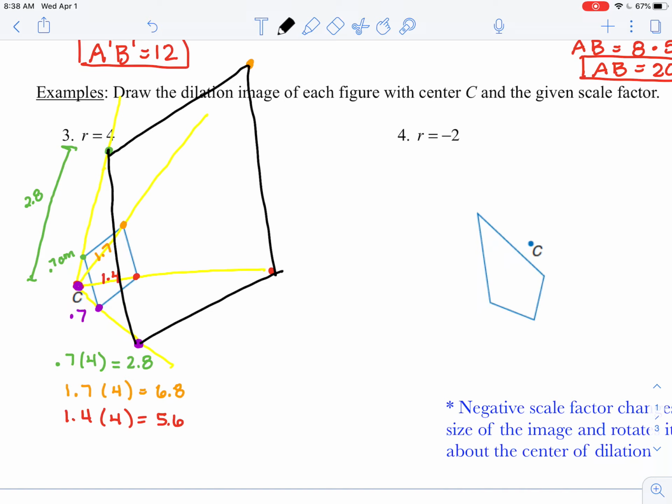Okay, remember that the pre-image and the image should be similar. So mine is certainly not perfect on my iPad, but you can see this does appear to be about 4 times larger, but the shapes are still approximately the same.